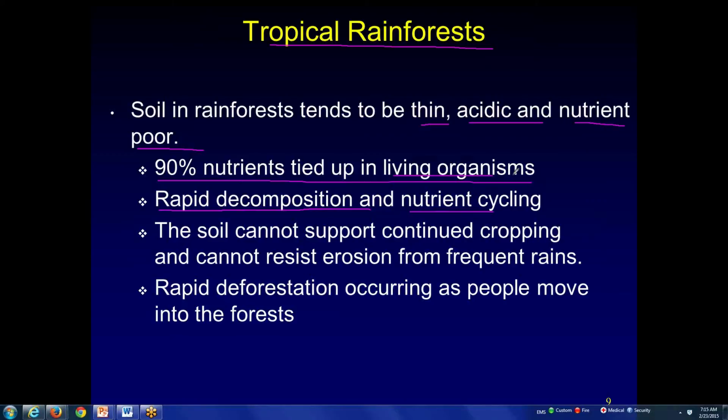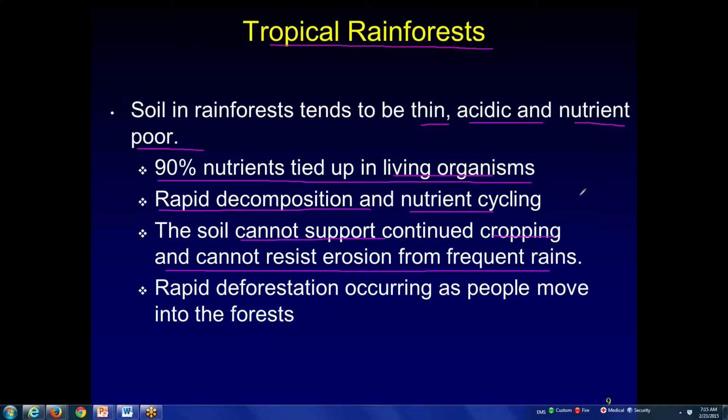So most of your nutrients are actually in the leaves of the trees, in the bark, in the wood, in the actual animals' bodies, rather than being in the soil. As soon as it gets in the soil, it's very quickly broken down, washed away, leached out, or absorbed by more plants. So the cycling is very fast here. The soil cannot support continued cropping and cannot resist erosion from frequent rains.